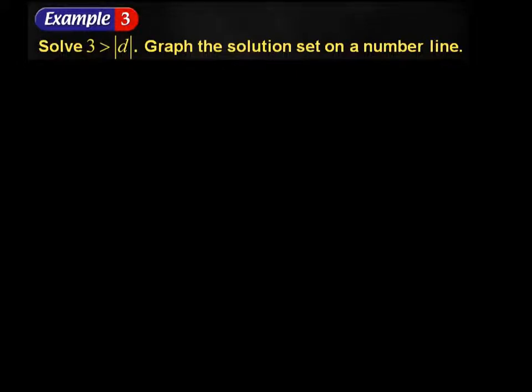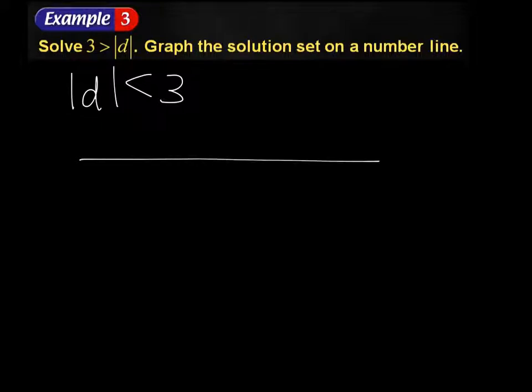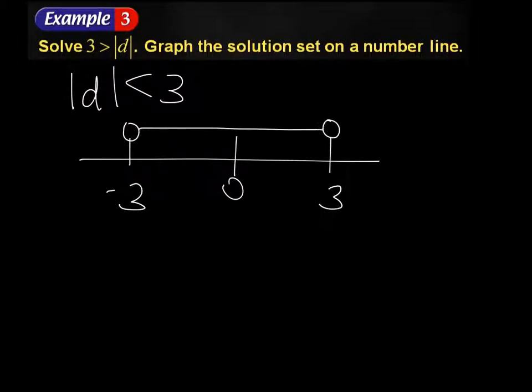As a general rule of thumb, it's always nice to have the variable first. I'm going to rewrite this. Absolute value of d is less than 3. Okay, so d stands for distance. We want the distance to be less than 3 units from 0. So our boundaries are going to be 3 and -3, and since it's less than, it comes together.